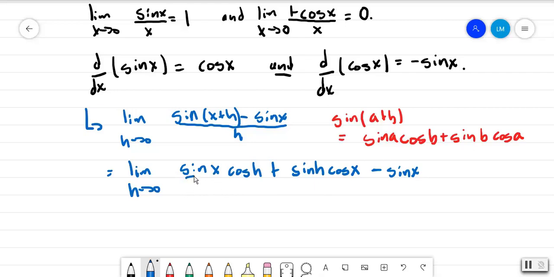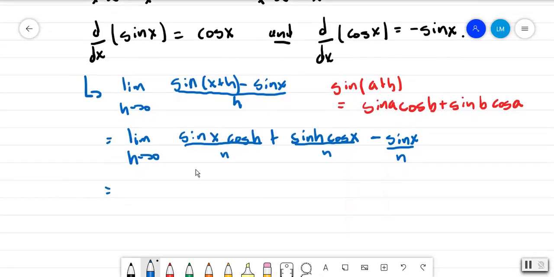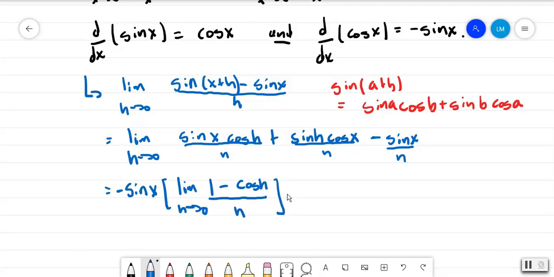Why don't we go ahead and say that this is divided by h, this is divided by h, and this is divided by h. If we move some things around, you're basically going to see that sine of x is constant, so we have sine of x multiplied by the limit as h approaches 0 of, and why don't we just change this to a negative sign, that way we have 1 minus cosine of h divided by h, plus, well, notice that we also have cosine of x multiplied by the limit as h approaches 0 of sine of h over h.